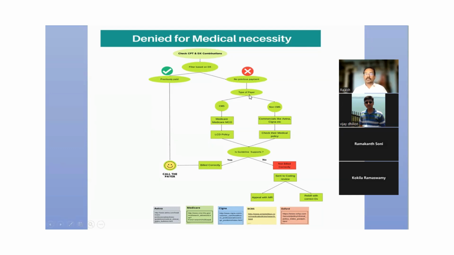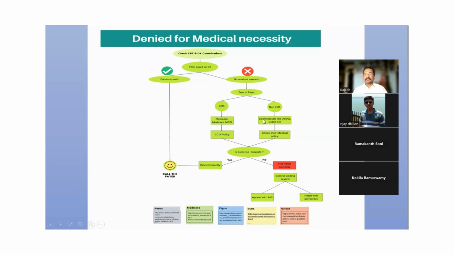So here, you need to understand what type of payer we are discussing. Is it a CMS or a non-CMS? What do we mean by CMS? It's Medicare or Medicare MCO. Or is it a commercial payer like Aetna, Cigna, UHC, or any other commercial payer? Medicare MCO will also have Aetna, Cigna and UHC, but confirm the plan type. If it is a Medicare MCO, they will follow an LCD policy. So you have to check whether this particular diagnosis code is covered in their LCD policy or not.